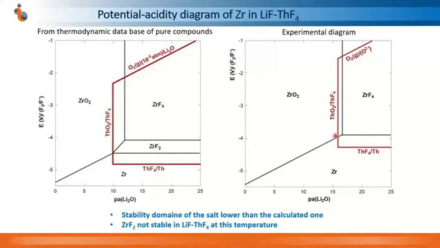Another point, we observe that the limits of the thorium fluoride salt are not the same as the limits calculated using thermodynamic data. And what we observe is very strange, because we can think that thorium fluoride will be solvated by fluoride ions. So we expected a decrease of this potential in order to increase the stability domain of thorium fluoride. But in fact, we observe a decrease of this domain of stability.